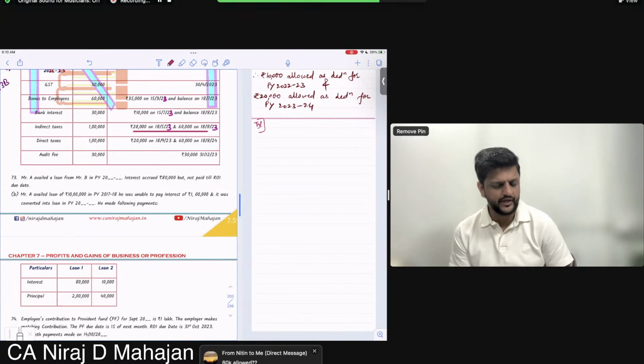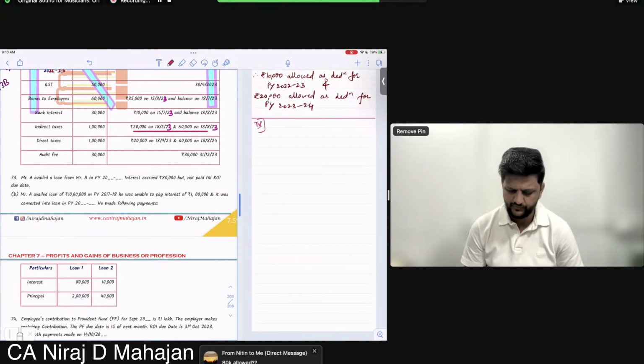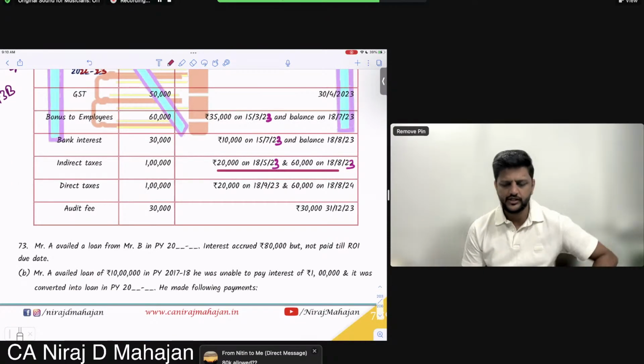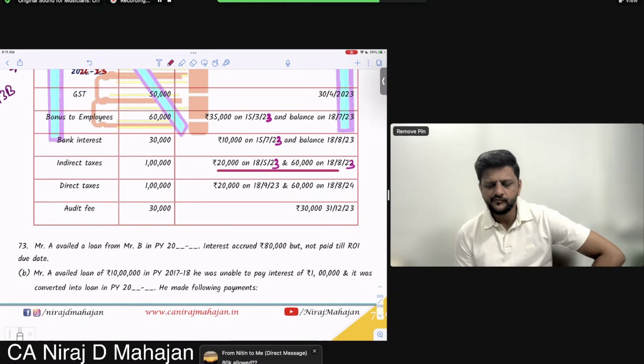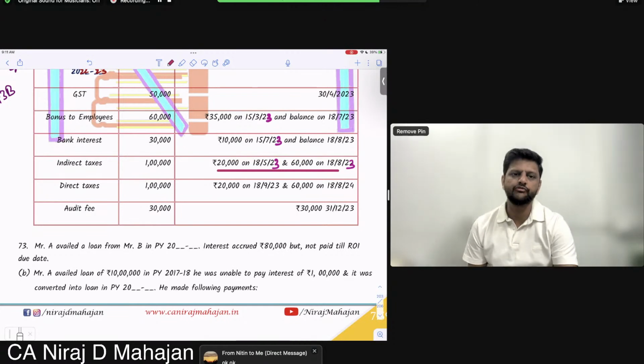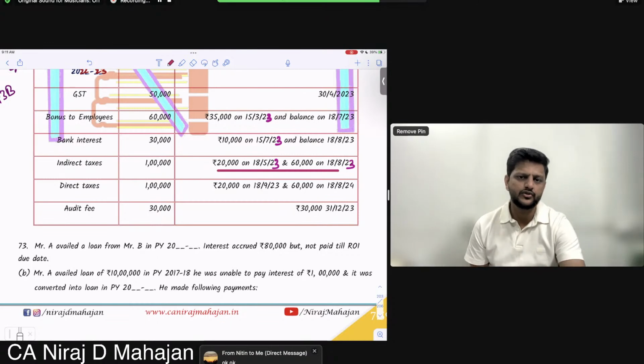Are indirect taxes covered under 43B? Answer is yes. Check the dates again. It is 18/5/23 and 18th August 23. Total expenditure is 1 lakh. 20,000 paid on 18th May and 60,000 paid on 18th August. Total is 80,000.